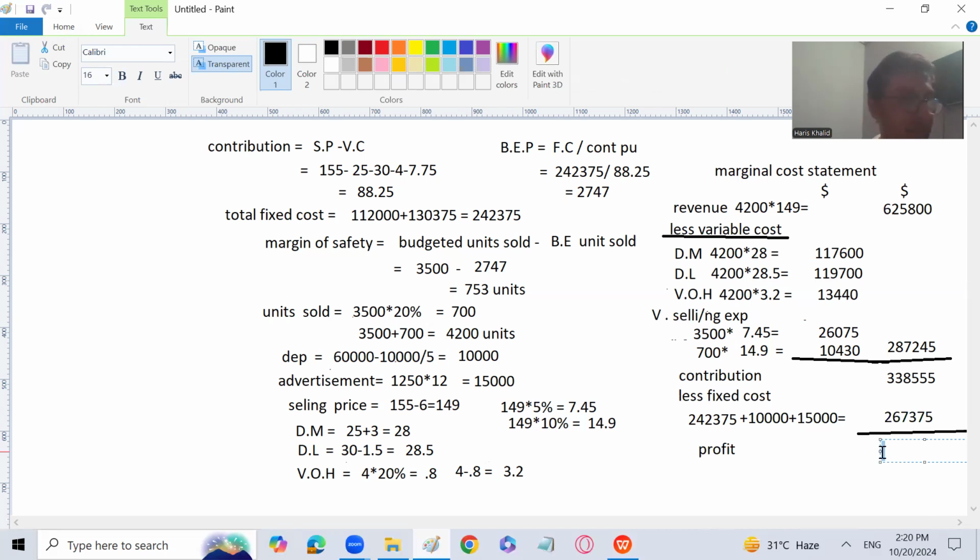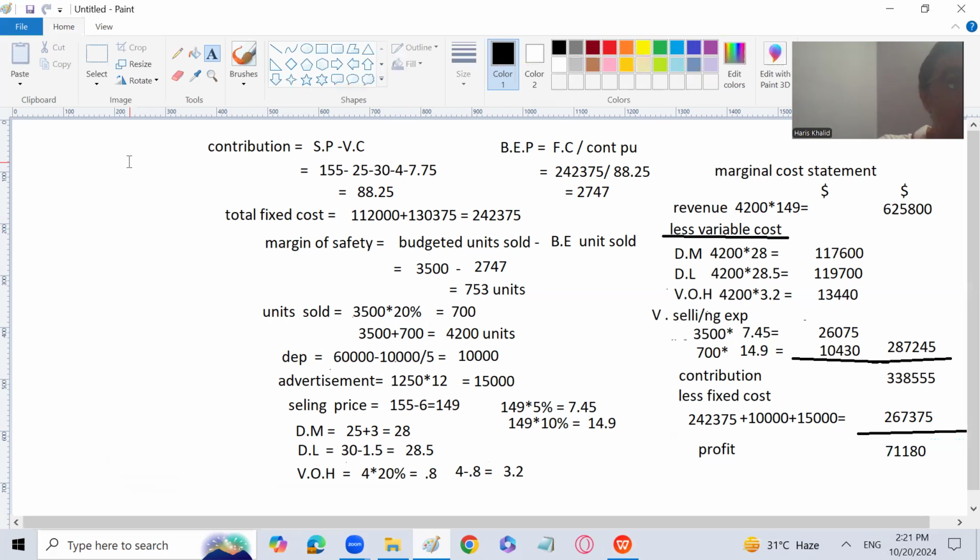338,555, 71180. Sorry, 71180 is the profit for the year. 338,555. Let me calculate it again for you. 338,555 minus 267,375. You will get the answer 71180. Okay. So this is how we have solved this question.